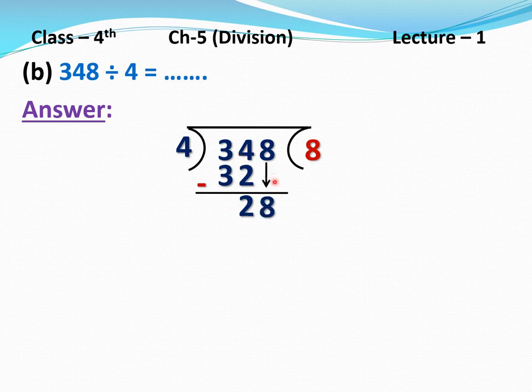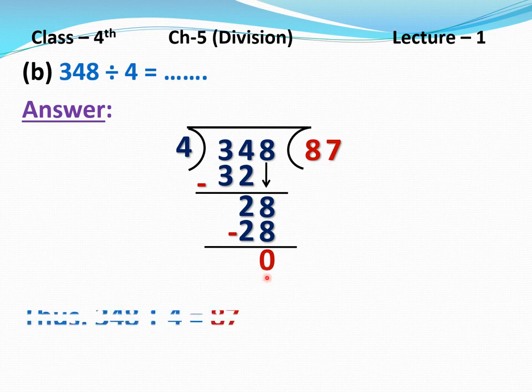Now take one more number, that is 8. So the number will be 28. Now multiply 4. 4 sevens are 28. So write down 7 here and write down 28 here. Okay. Now subtract this. 8 minus 8, 0. 2 minus 2, 0. Quotient is 87. Remainder is 0. So write down thus, 348 divided by 4 equals 87. So 87 is the answer.